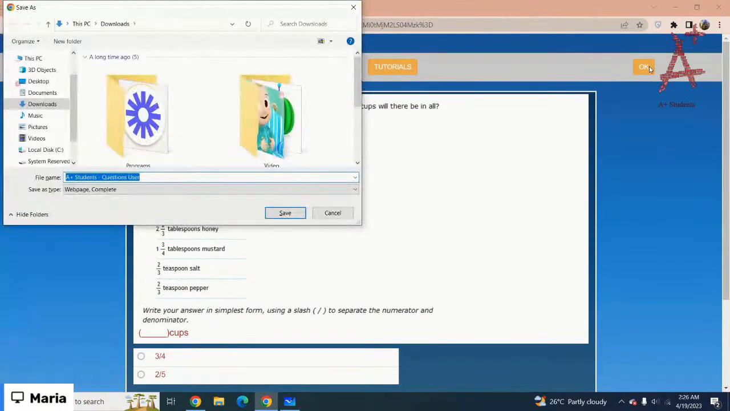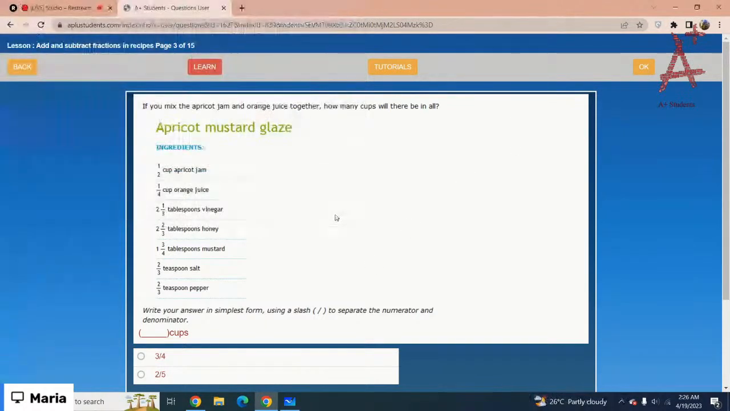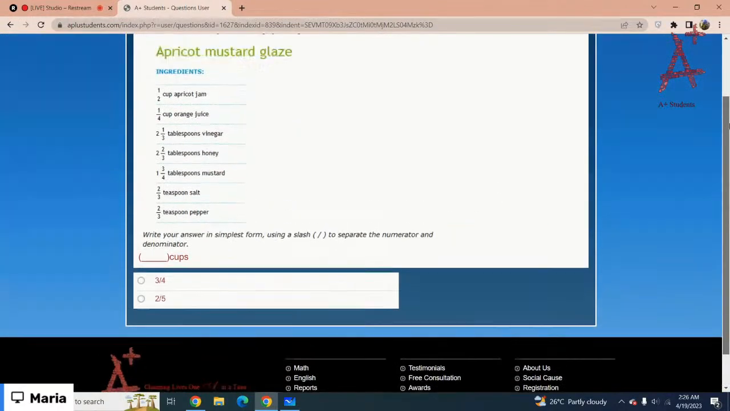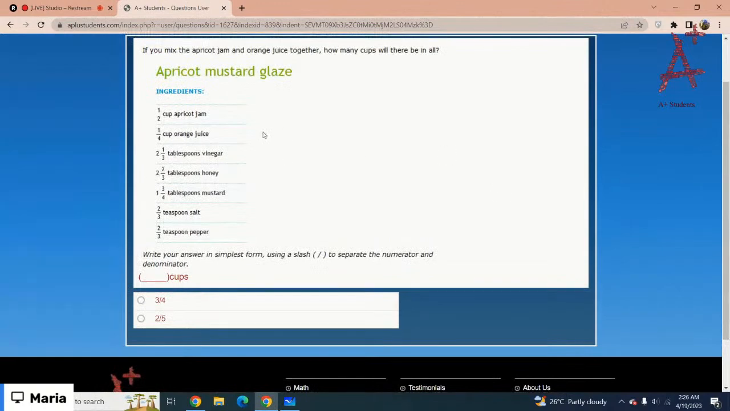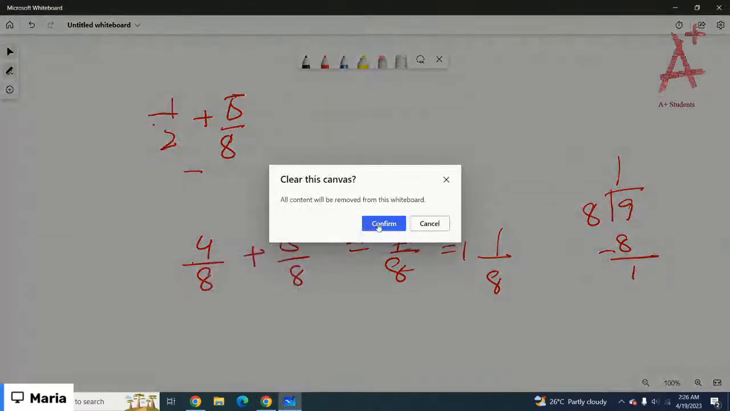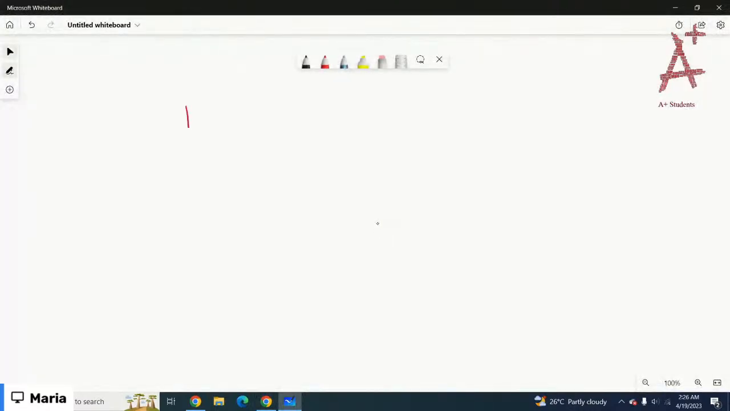Okay. If you mix the apricot jam and orange juice together, how many cups will there be in all? Apricot jam is half, and orange juice is 1 by 4. So you need to add 1 by 2 and 1 by 4. Got it? 1 over 2 plus 1 over 4.